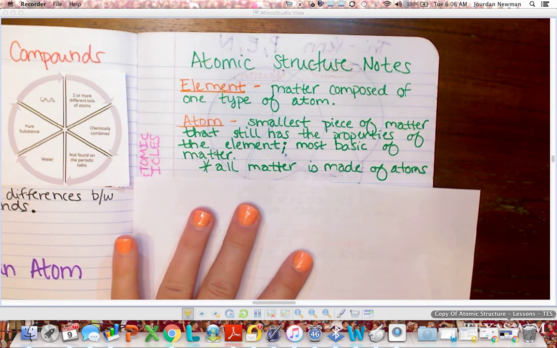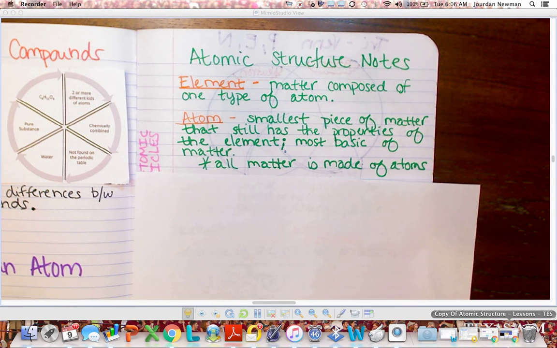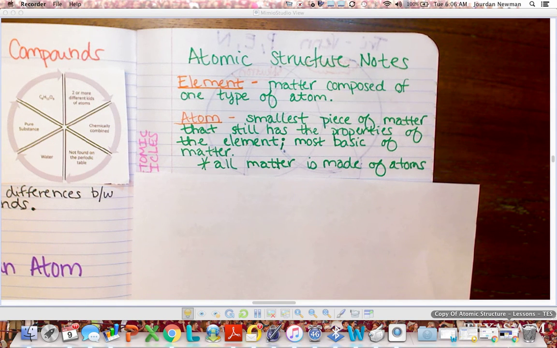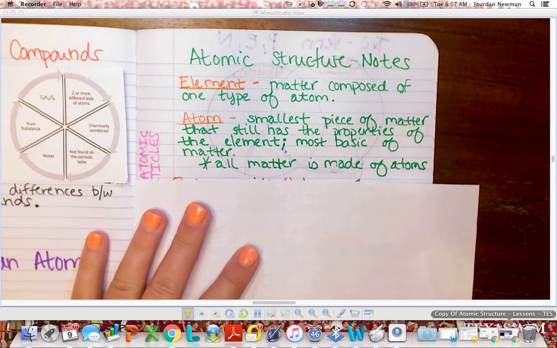Okay, all of our matter is made up of atoms. So everything that is a piece of matter is made up of atoms, and atoms are completely tiny, tiny, tiny. We talked about this in class. Remember the example of your pencil point and how many atoms are on your pencil point.